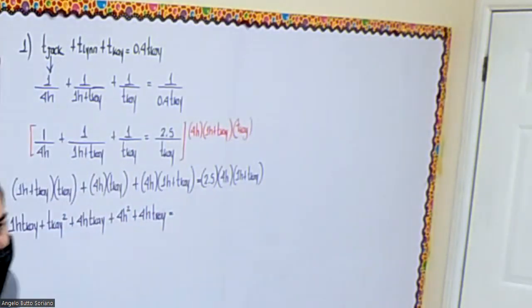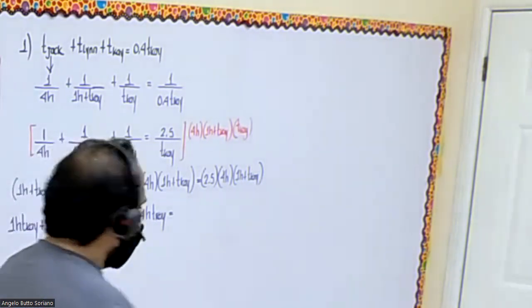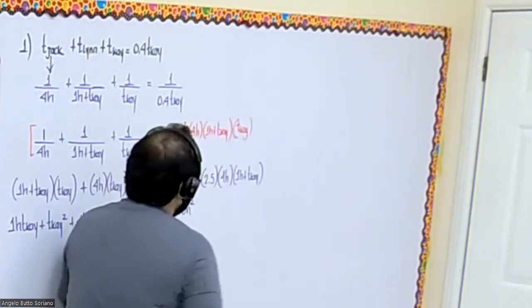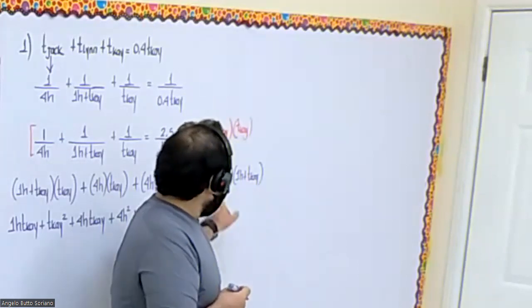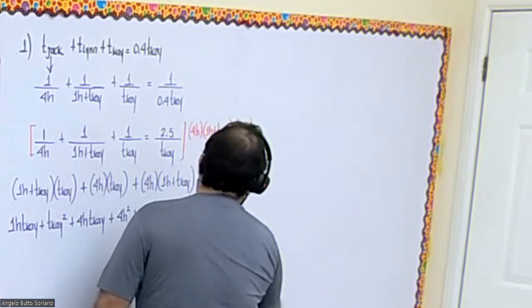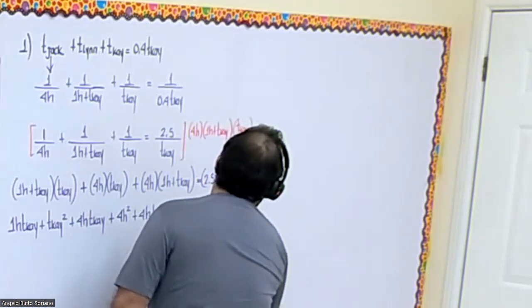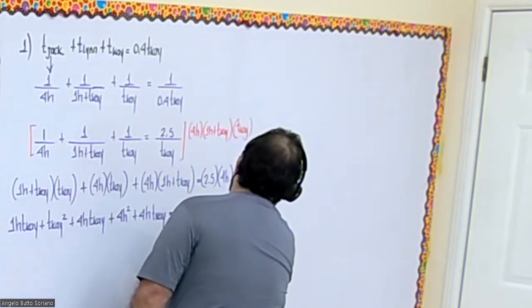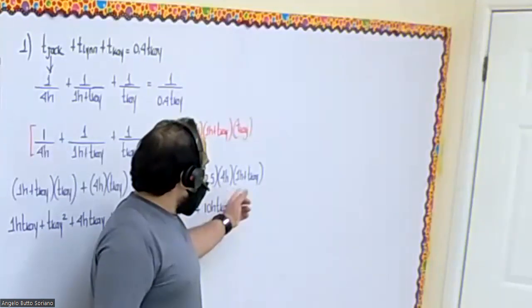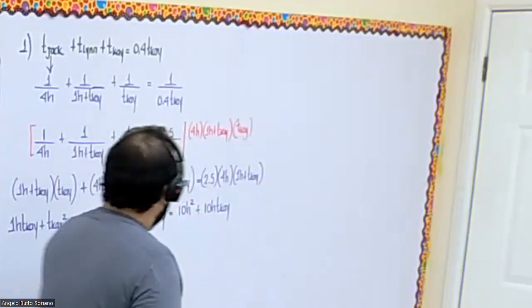2.5 times 4 times 1, 2.5 times 4 times 1. 10. Okay, thank you. 10 what? 10 hours square because we multiply this by this one. And the same happens over here, plus 10 hours period of time of chi, because 2.5 times 4 will be 10. 10 hours times period of time, 10 hours period of time.